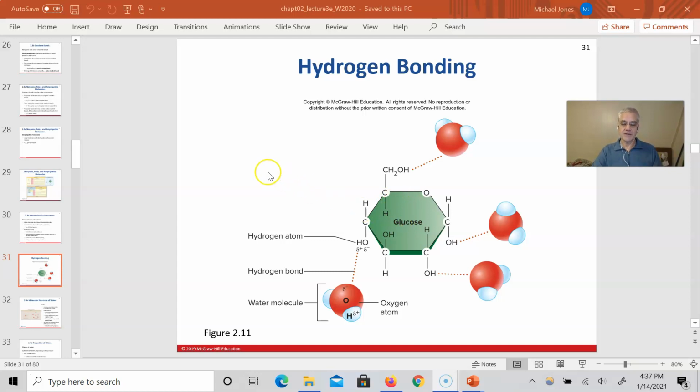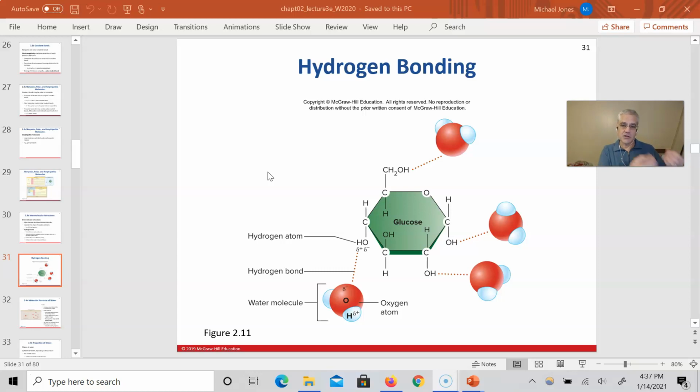But glucose is very soluble in water, right? We would say that it dissolves in water very easily. Sugar, right? Why does it dissolve in water? Because it forms hydrogen bonds with the water. And so water turns out to be a very good solvent.